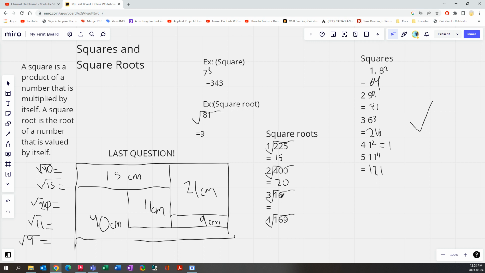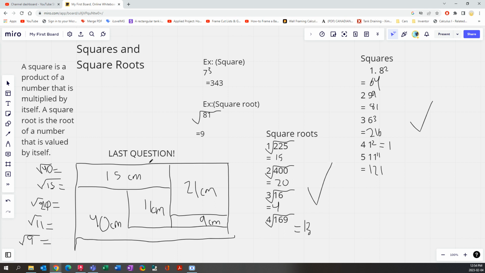Number 3. You guys think it's 4? Yeah, me too. That was a pretty easy question. Good job. Number 4. 169. This is a pretty big number, and let's hope you guys get it correct. You guys think it's 13? Great job! You guys are super smart.